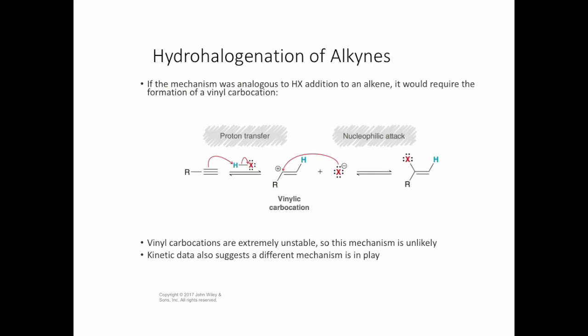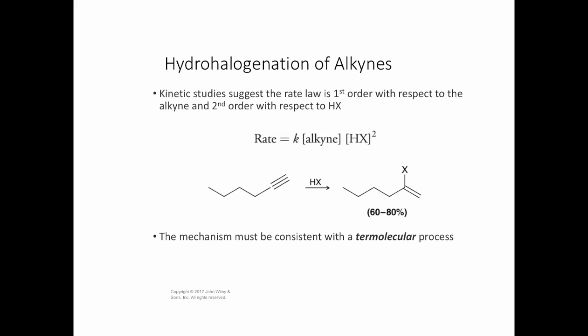Now the mechanism, if it was analogous to that we saw with the alkene, it would require the formation of a vinylic carbocation. That's where you have a positive charge on a sp2 carbon. That is unusually unstable, so this mechanism is probably not likely. Kinetic studies have been done which suggest that the rate law is equal to the concentration of the alkyne times the concentration of HX to the second power. That means that in the slow step, there are 2 molecules of HX involved and 1 molecule of the alkyne.